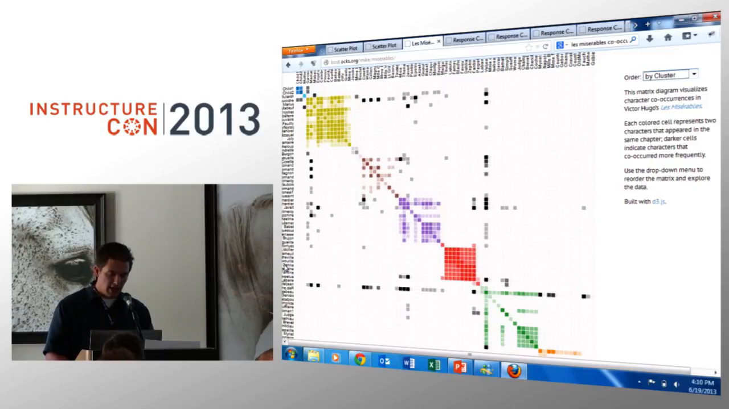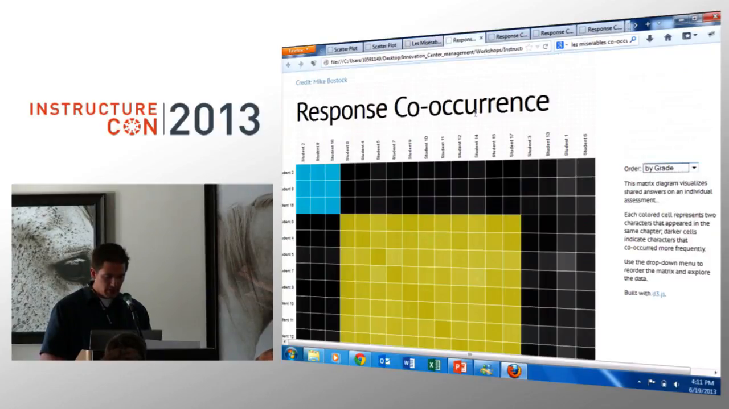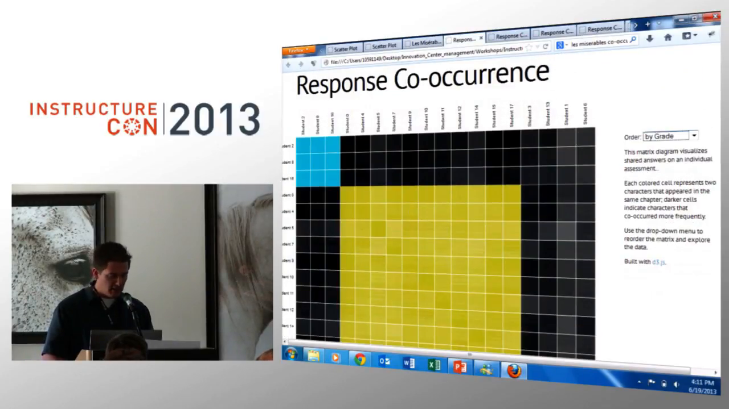So the question I had was, what if I took this and applied it to Canvas quiz data? And instead of measuring how often two characters appear in the same scene, what if I calculated how often two students shared correct and incorrect answers? This was my first attempt at the data. This is from an actual course.